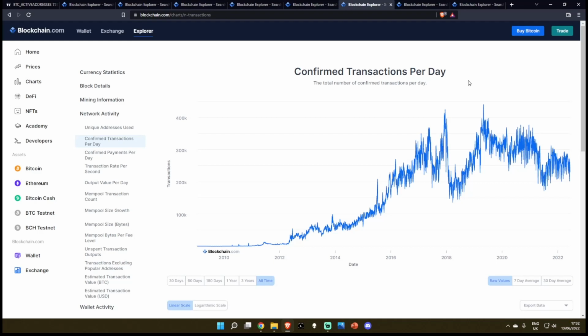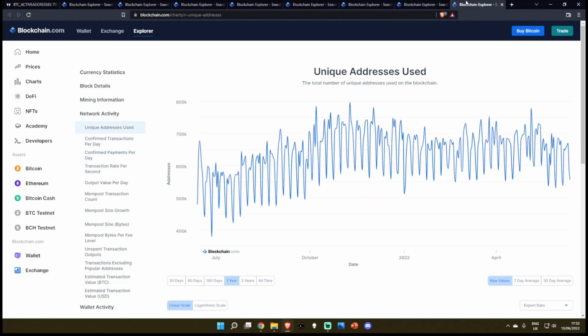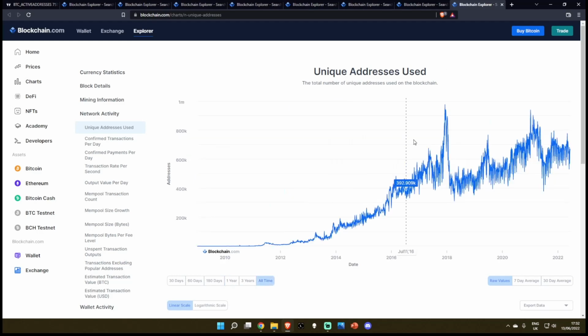That's all I want to say for this chart. We are having a massive run up over time on the confirmed transactions and the payments per day. Now, last of all, the unique addresses used. Now, within the unique addresses, this is another metric to value the network.